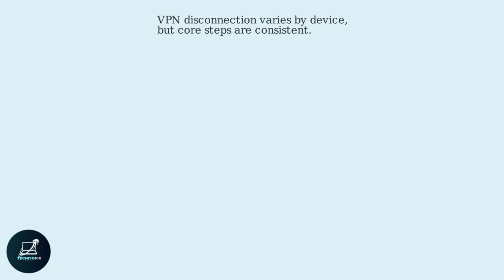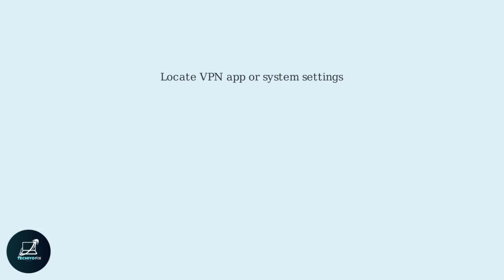This video demonstrates how to quickly and easily disable your VPN connection. The process varies slightly depending on your device and VPN provider, but the core steps remain consistent. The first thing to do is locate the VPN application or settings on your device. The VPN app often has a prominent disconnect button.